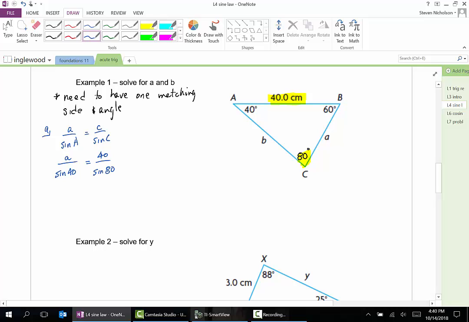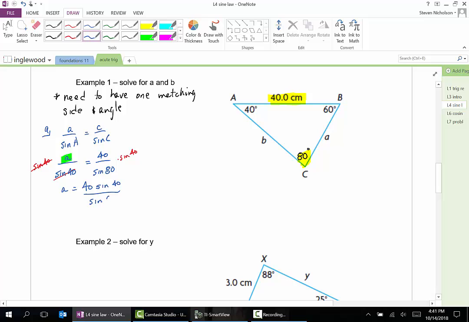Now, if you wanted to right now, you could change sine of 80 and sine of 40 into actual numbers. But what I'm going to do is isolate little a. The way we undo a division is with a multiplication. So if we multiply this side by the sine of 40 and that side by the sine of 40, these two things cancel out, and I'm left with one simple statement that my calculator loves.